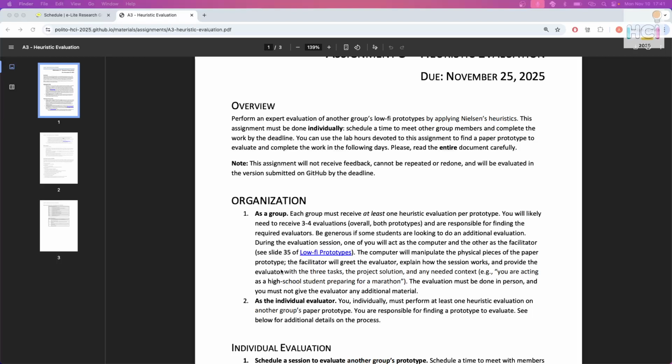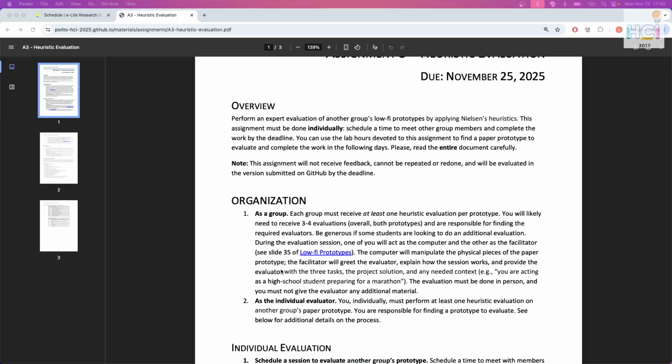And at the same time, you individually, maybe you will be asked to perform more than one evaluation, okay? Because maybe there is a group that is still looking for an evaluation for their prototype. So again, be kind also individually. If someone asks you to perform an evaluation, let's try to accommodate this need, if you can, of course, okay?